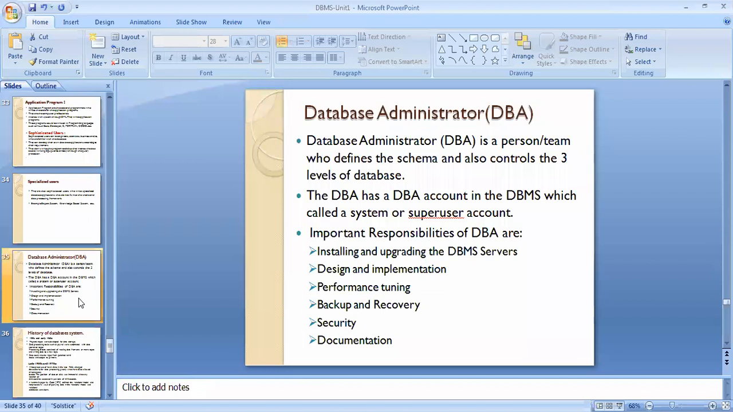And sometimes there will be unused memory in the database. So all this management and maintaining the performance of our database is the responsibility of the database administrator. That is the administration, maintenance. This is the main responsibility of the DBA. So the following are some important responsibilities of DBAs, that is installing and upgrading the DBMS servers.